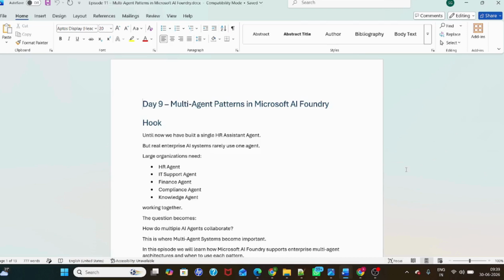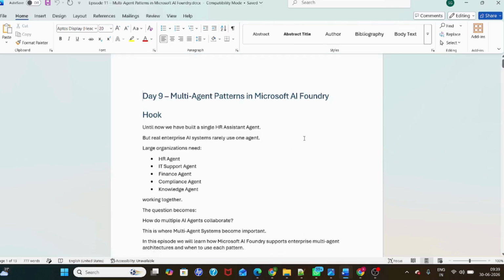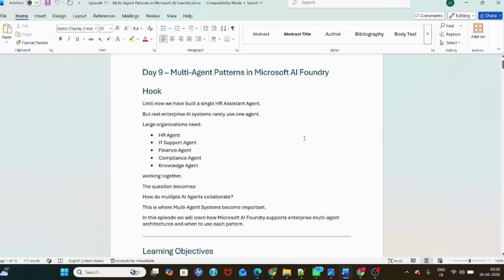Until now, we have built a single HR agent. If you go to the previous videos, you will find it. But real enterprise AI systems rarely use one agent. Large organizations need an HR agent, IT agent, finance, compliance, and knowledge agent. A single agent is definitely required, but it doesn't work alone. It needs collaboration with other agents, otherwise the required output will not come.